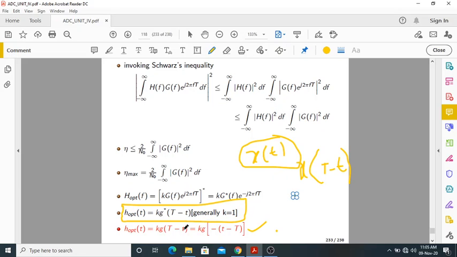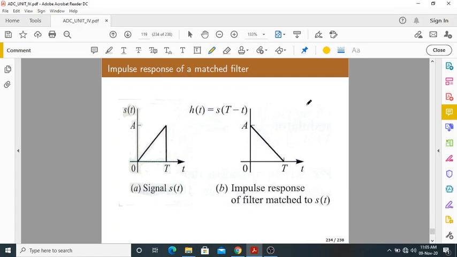How do we find this out? We need to do two operations. What are they? Time reversal, next time shifting, or shifting towards the right side by capital T. So please understand this logic very carefully. To find out the impulse response of the filter, we need to do two operations, that is time reversal followed by time shifting towards the right side by capital T. Otherwise, you just think about the logic of finding x of capital T minus small t given x of t. Now this is the impulse response of the matched filter.